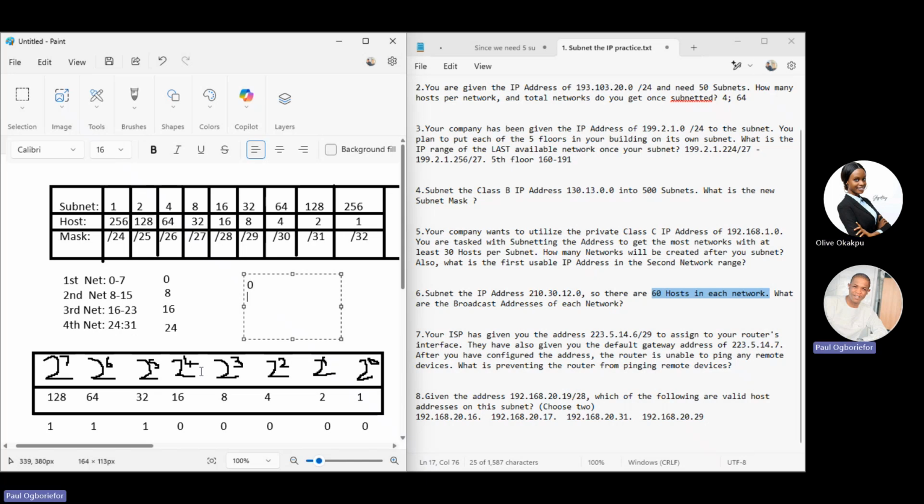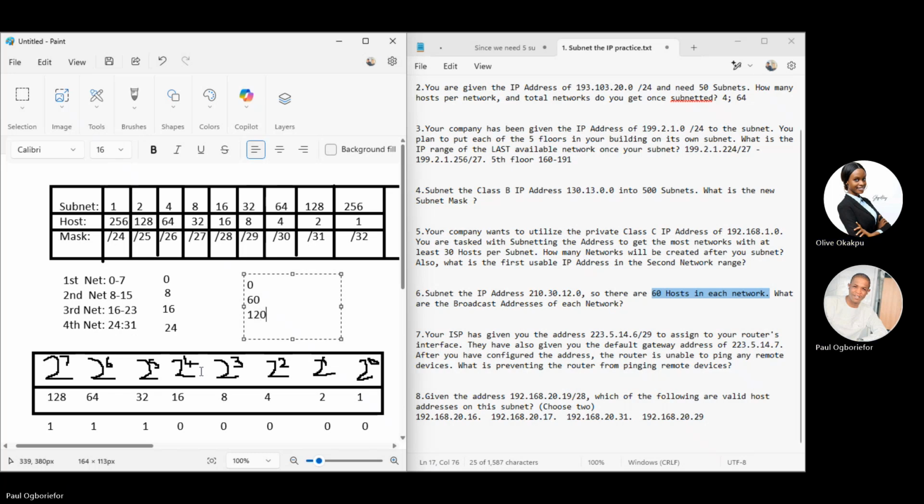In each network. The second network will start from 60, the ID, right? Okay. Yes. The next one will start from 120. Abi?